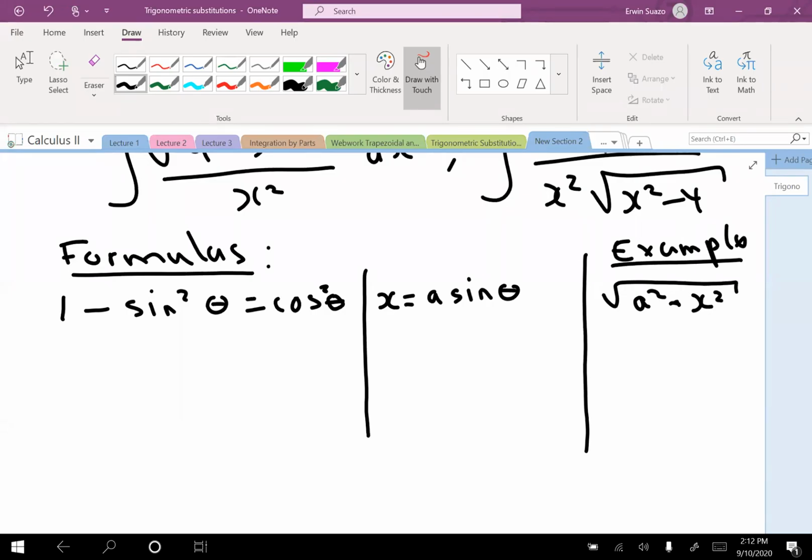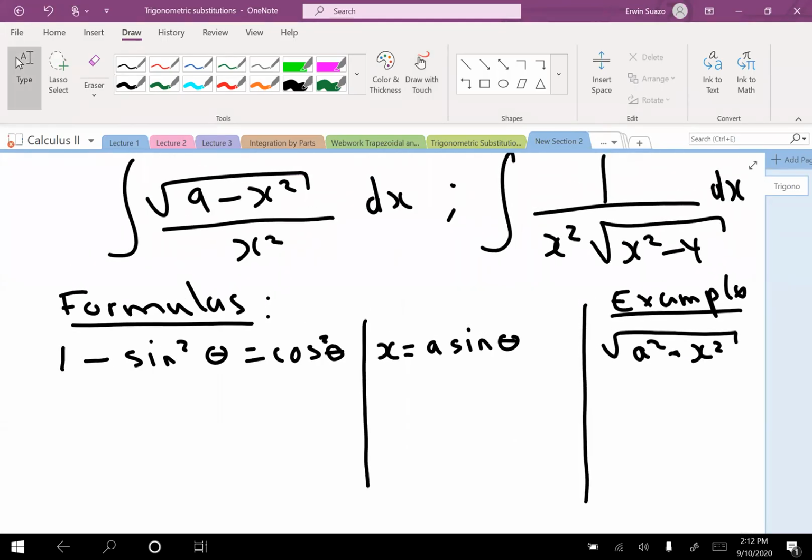Okay. So, for example, in this example over here, let's say A or B. Which one do you think you use? Will you use this substitution for A or for B? A, because you have a squared minus x squared. B is different. B is a square root of x squared minus 4, so that's different.